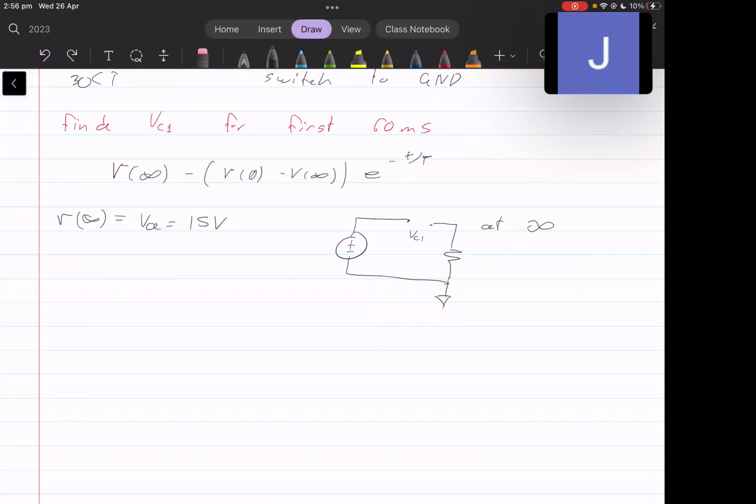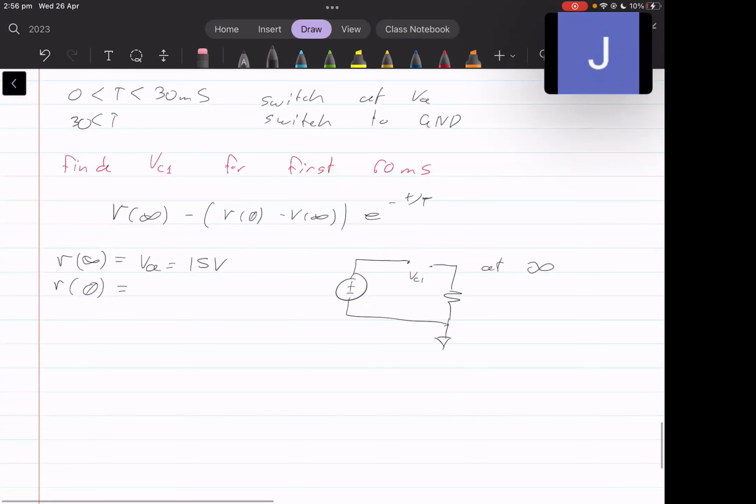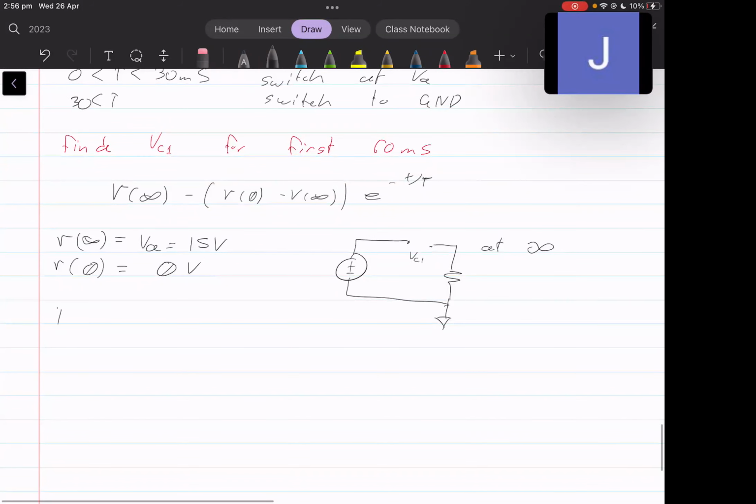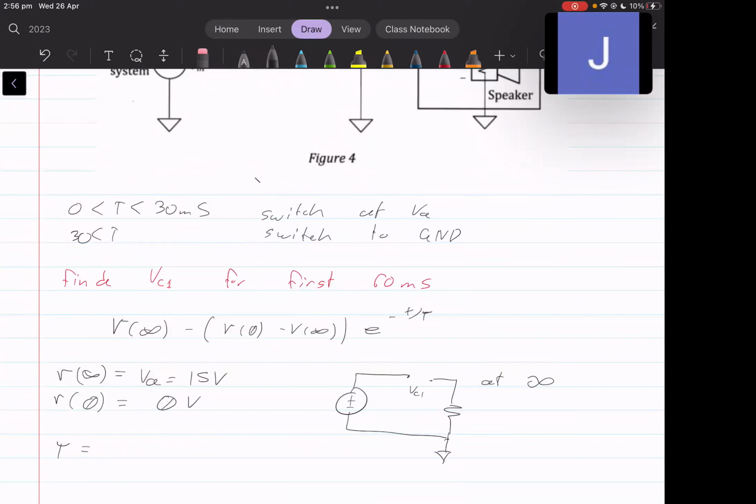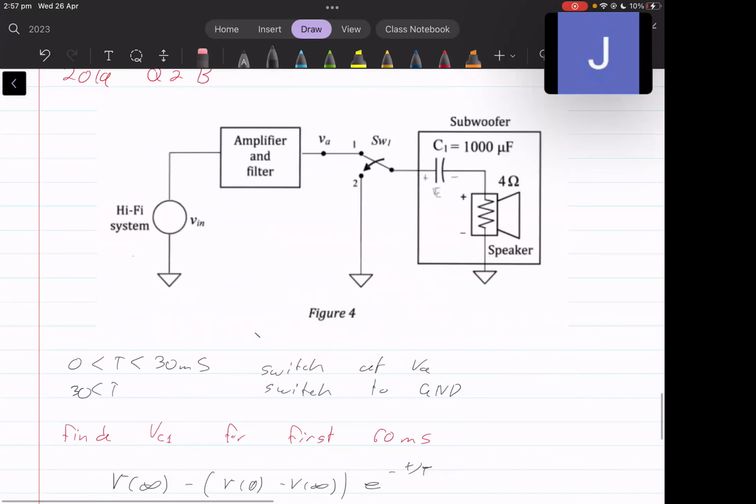And then V0 is going to be what we started off with. Because the system started with the switch pointing to ground, it should just be 0 volts. And what should tau be here? Yeah, so that's what it has initially. And initially the switch was down here, we can assume at the start.